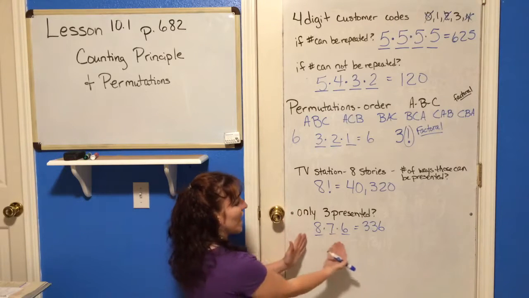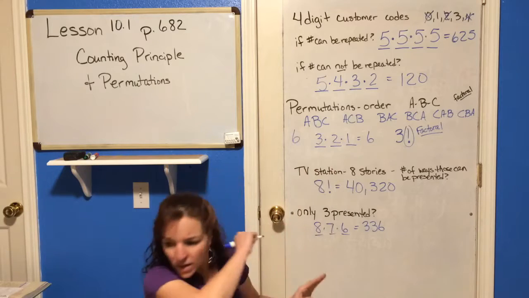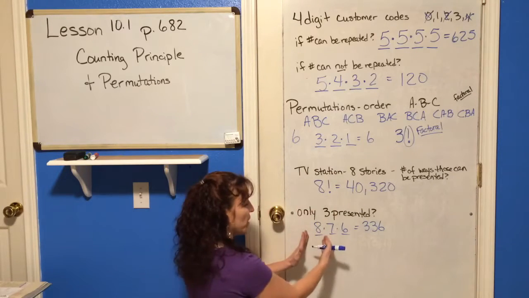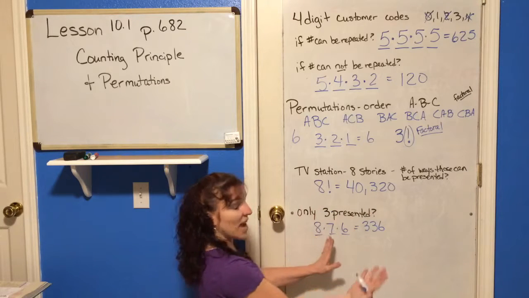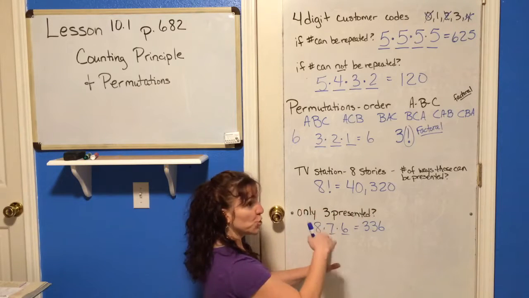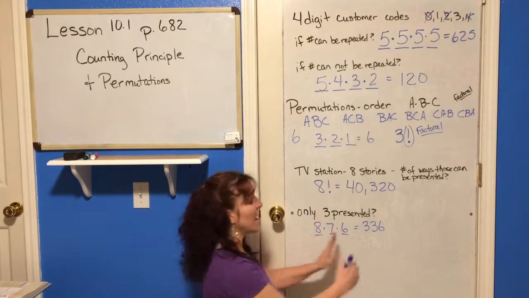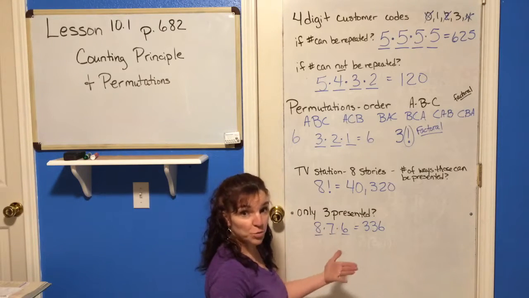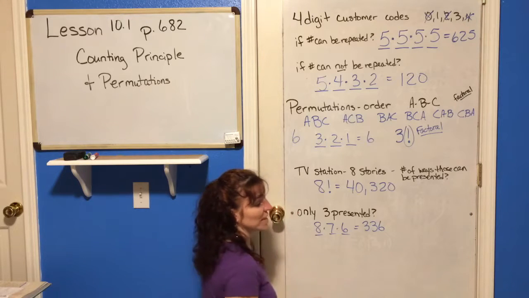And this is the same type of thing. We start out with 8 stories to choose from, and we choose one to be first. Now we only have 7 stories left. We choose one, and now we have 6 stories to choose from. And once we get 3 stories chosen, that's all we're going to present. So that's where the 336 comes from.